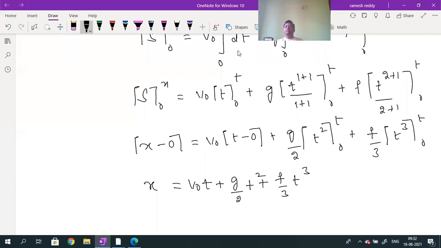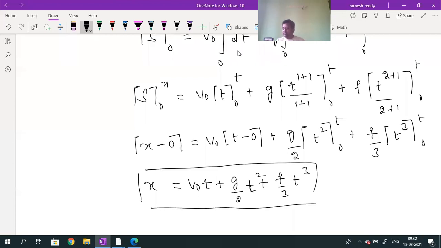So what is the final answer? The final answer will be given by x is equal to v naught into t plus g by 2 into t square plus f by 3 into t cube. So this is our final answer. I will accept it.